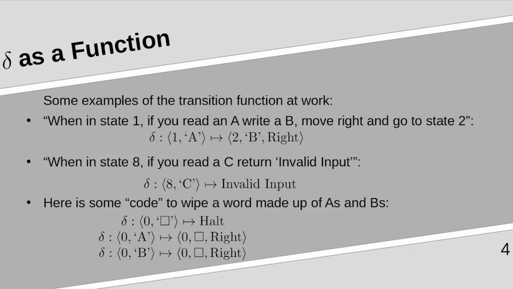And instead of a triple, it could return just an element of R, so that's that invalid input there. And a little bit of really basic code that just takes a word made up of only A's and B's and wipes it, turns it all to blank. Sigma of 0 and blank is halt, sigma of 0 and A is 0, blank and right, and sigma of 0 and B is 0, blank and right. This makes sense, I think.